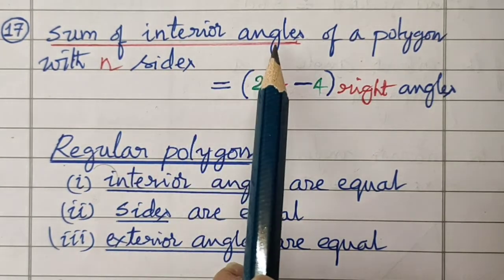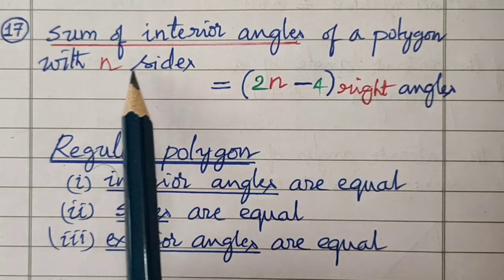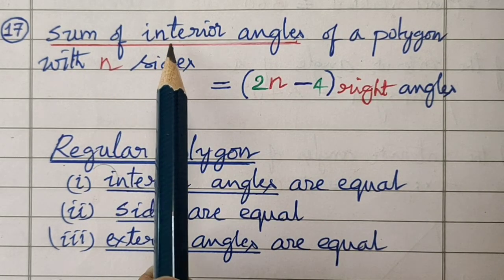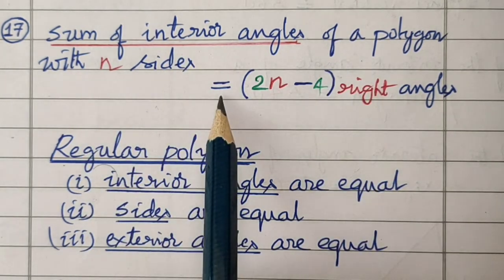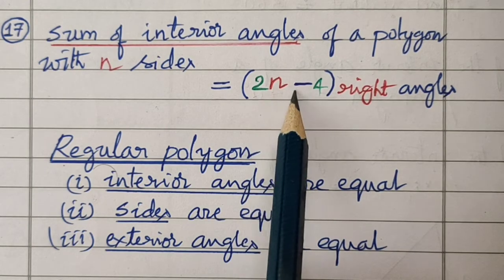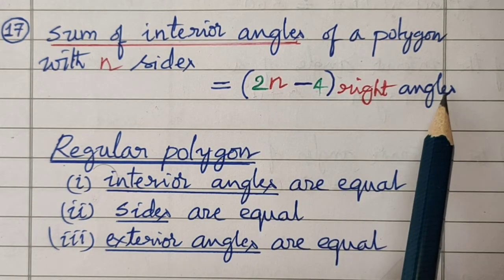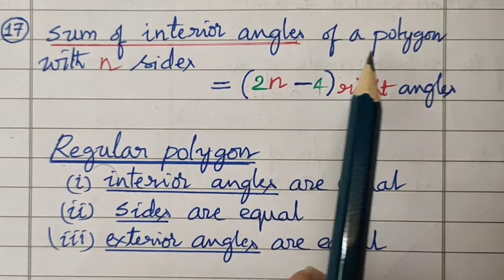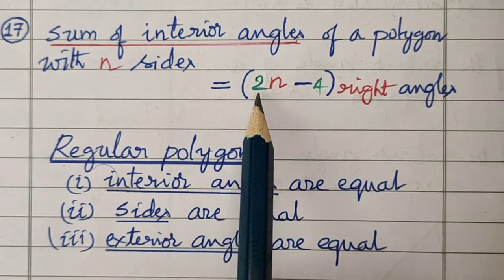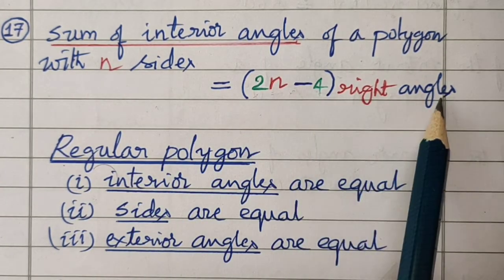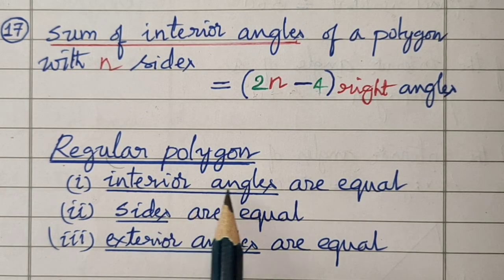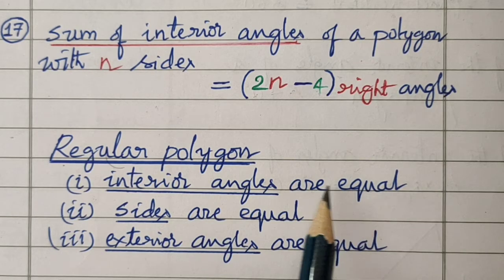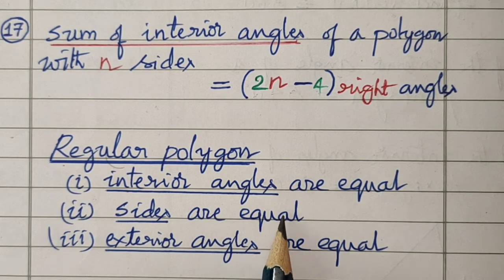Sum of interior angles of a polygon with n sides. The sum of interior angles of a polygon with n sides is equal to 2 times n minus 4 into right angles. For a regular polygon, interior angles are equal, sides are equal, exterior angles are equal.